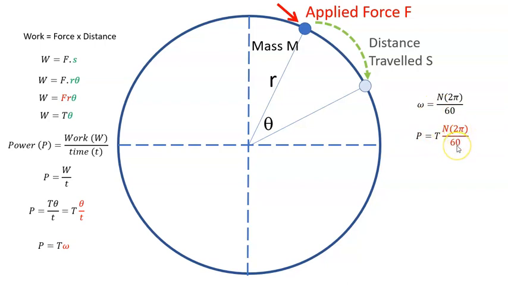Now if I look at this 2 pi over 60, 2 pi divided by 60 is equal to 0.1047, which is approximately equal to 0.1. And 0.1 is 1/10. So instead of having 2 pi over 60, what we could say is that the power is the torque times the revs per minute divided by 10, approximately. It just makes it easy to do in your head. So power is torque times revs per minute divided by 10.